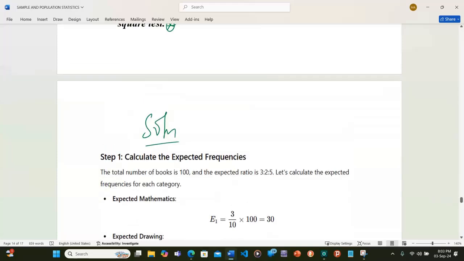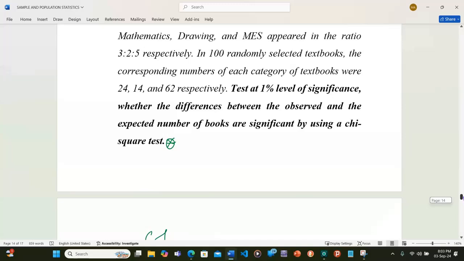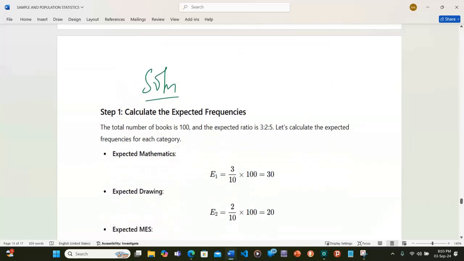So that means you have math, you have drawing, you have mechanical engineering. So this is 3, this is 2, this is 5. So meaning math takes a proportion of 3 out of 10. Drawing takes 2 out of 10. Mechanical engineering takes 5 out of 10.